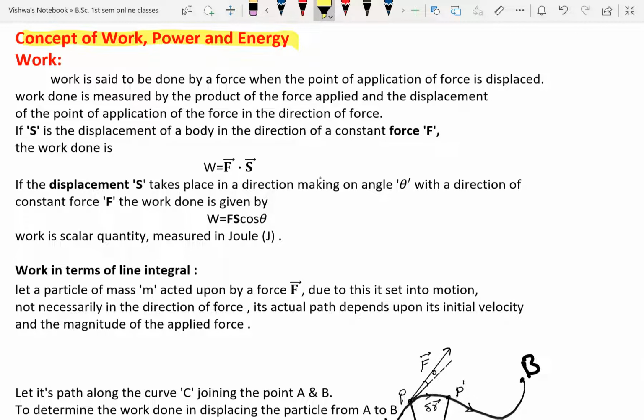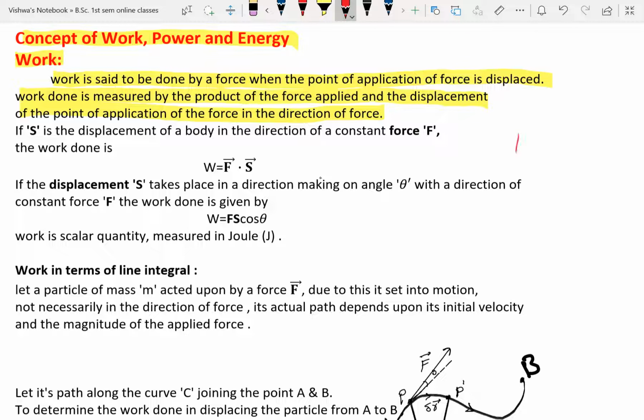First one is work. Let's see the definition of work. Work is said to be done by a force when the point of application of force is displaced. Work done is measured by the product of force applied and the displacement of the point of application of the force in the direction of force. Simple. Here, a force is doing work on a point, so that point should be displaced due to the application of the force.